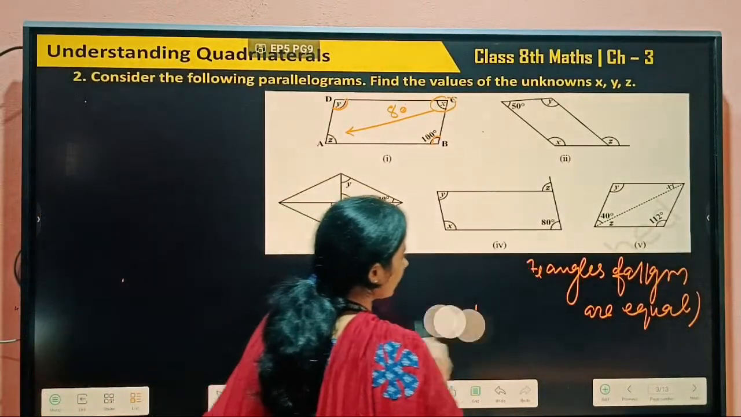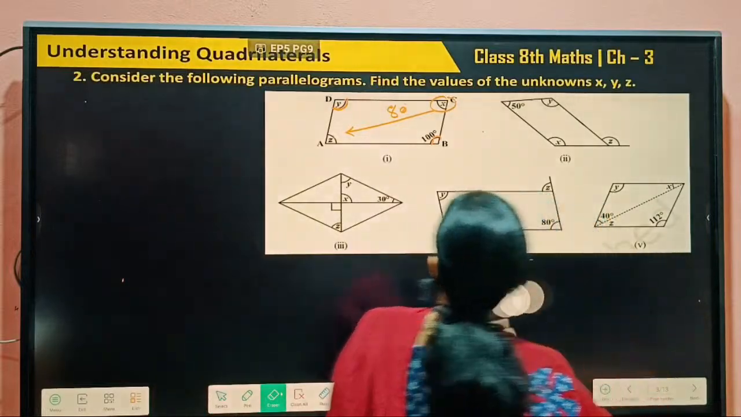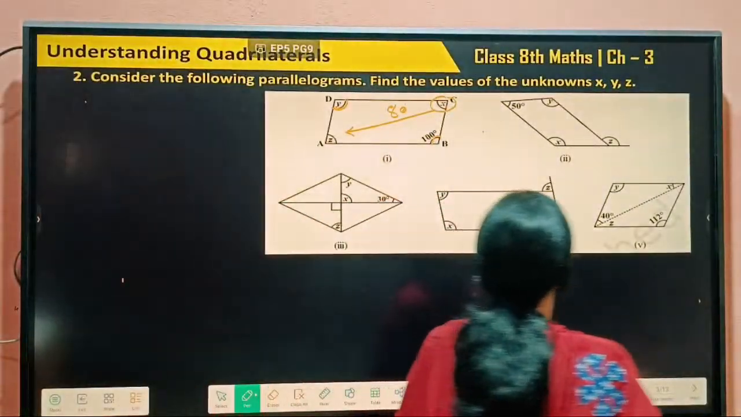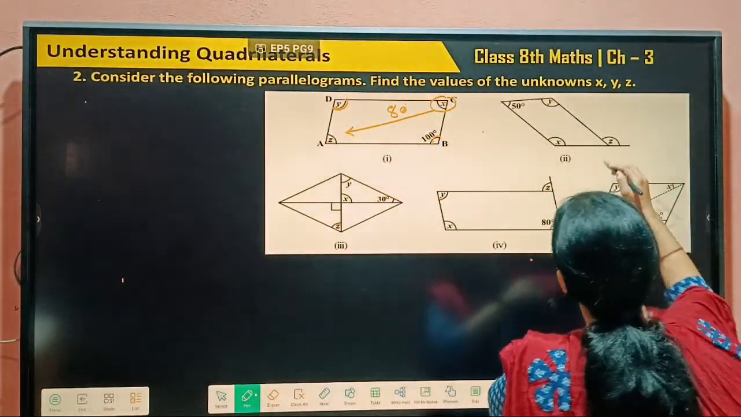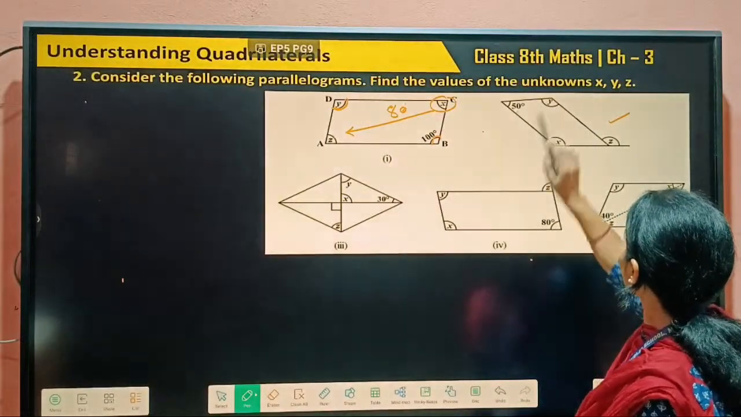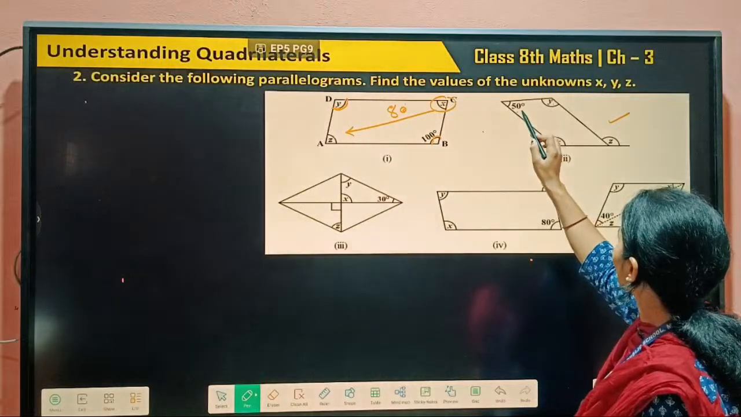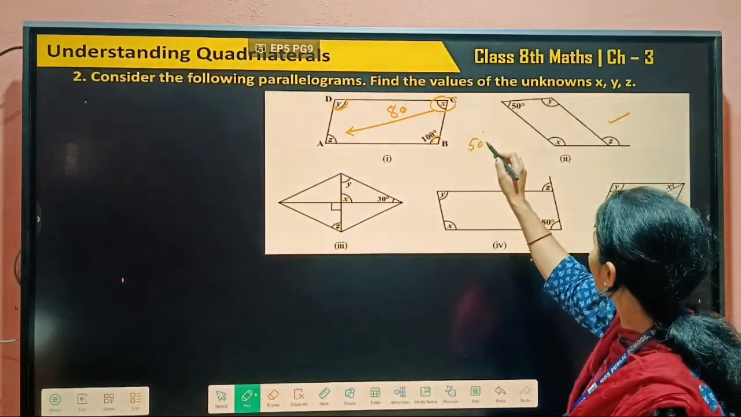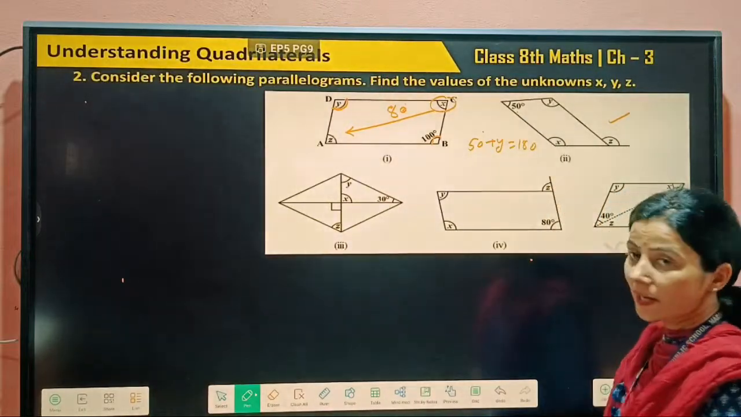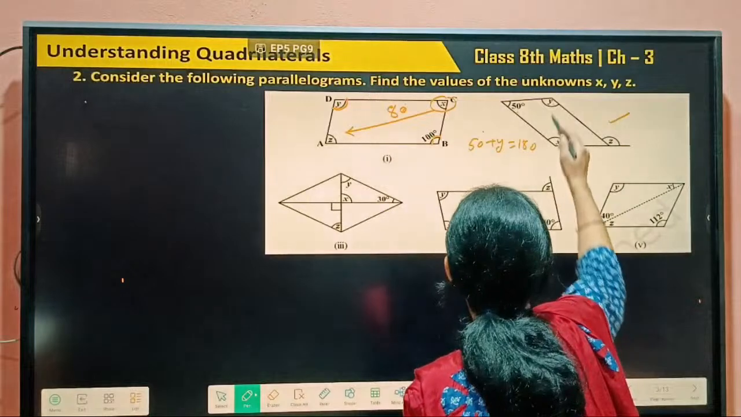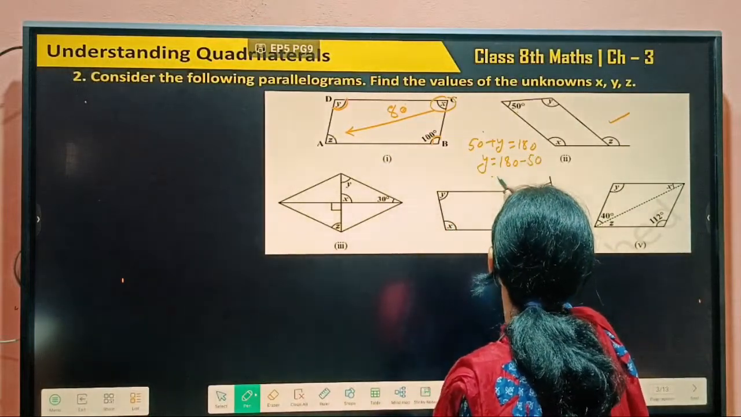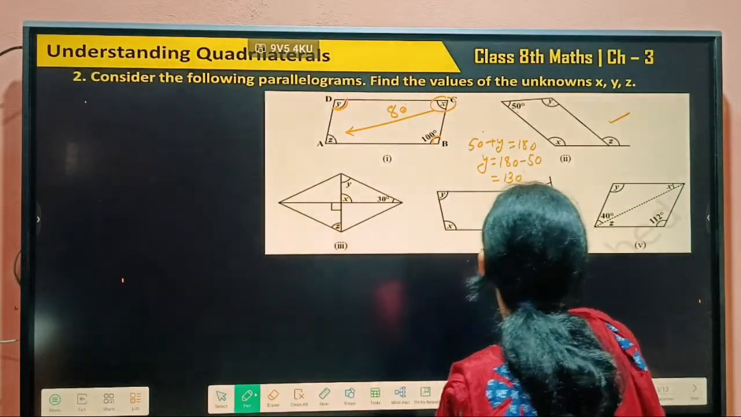What is the second part? We have to find the x, y, z values. Now see, this is the second part figure. This is 50 degree and this is angle y. We can write 50 plus y equals 180 degree, because these are adjacent angles, and from there we get 180 minus 50. The answer is 130 degree.